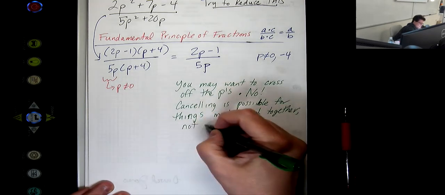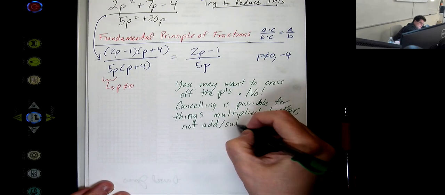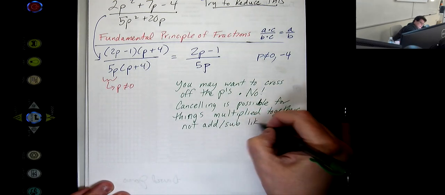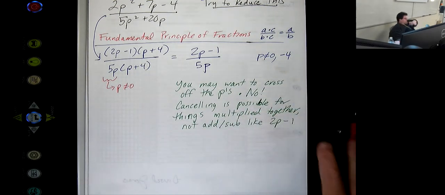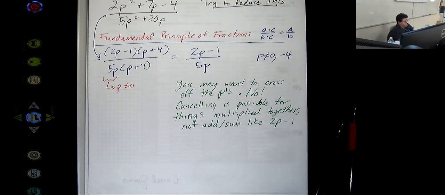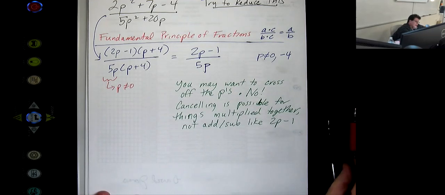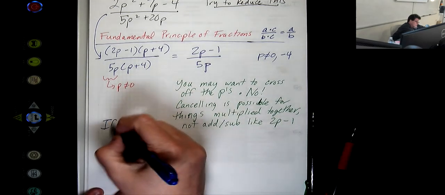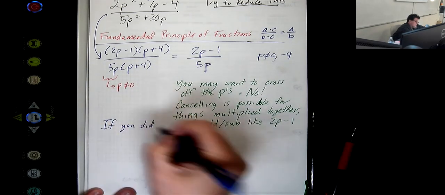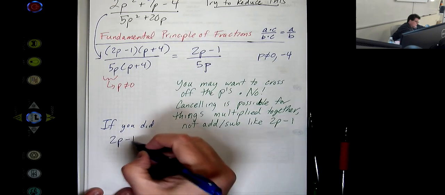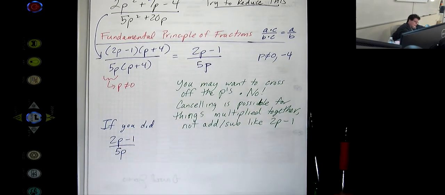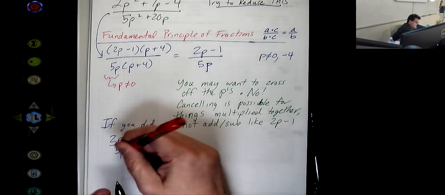Not added or subtracted, like 2p minus 1. And enough people do it that I'm going to show what happens if you do it. So what if you did? You had 2p minus 1 over 5p, and you cancel the p's off.